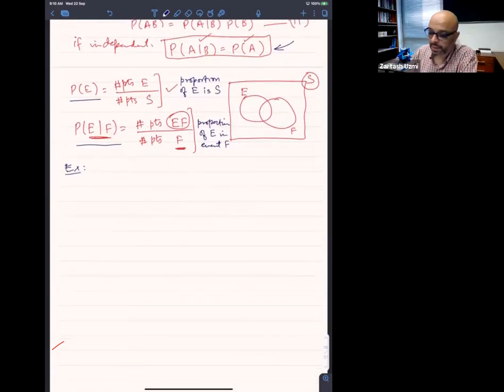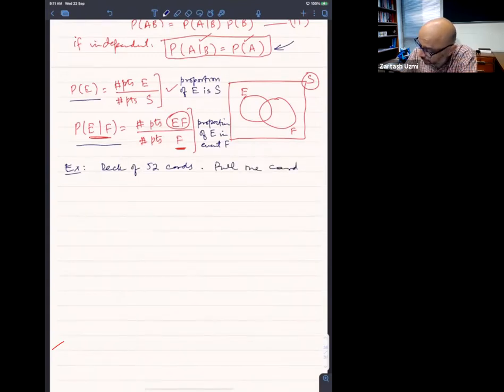So I'm going to give you an example, and the example is a deck of 52 cards. Let's pull one card. We don't know yet which card it is. Okay? Let's define A as the event that this is an ace, and B as the event that this is a spade. There are 13 spades and there are 4 aces: one of spades, one of clubs, one of diamonds, one of hearts. 4 aces.